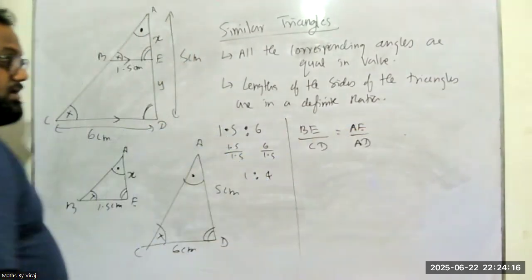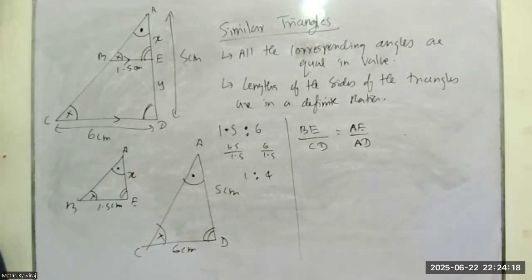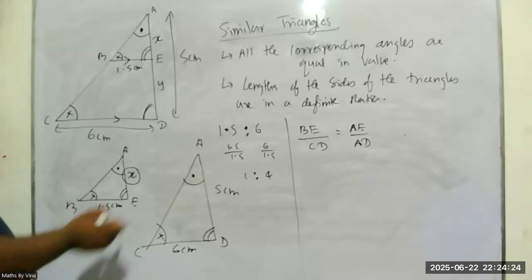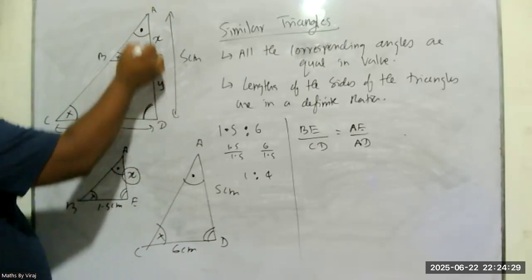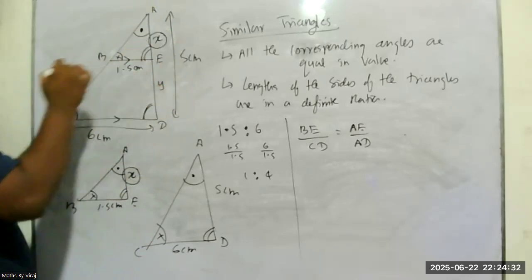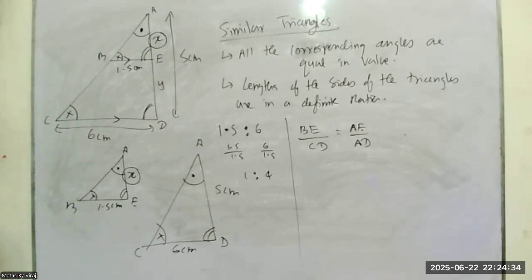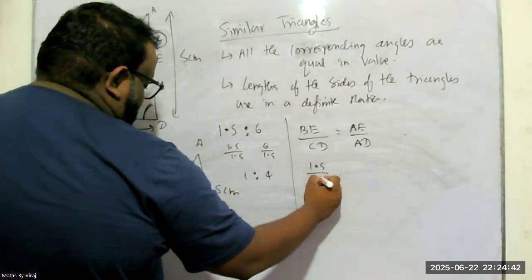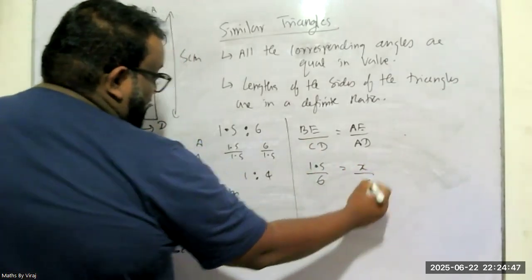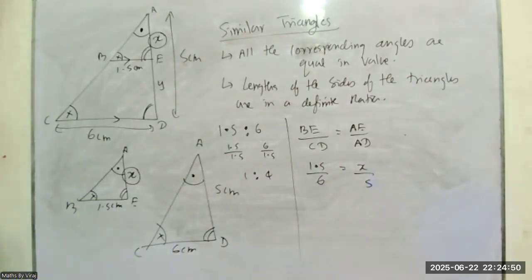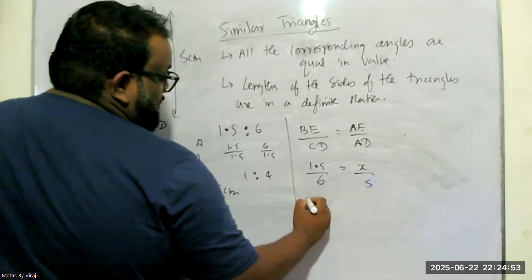Yes or no? Now comes the situation as to why I have chosen this to be X. We know that ED length is Y, and from the whole length 5 centimeters, if you subtract X, you will get the value of Y. Based on that theory, BE is 1.5. So we write 1.5 over 6 is equal to X over 5. Correct?